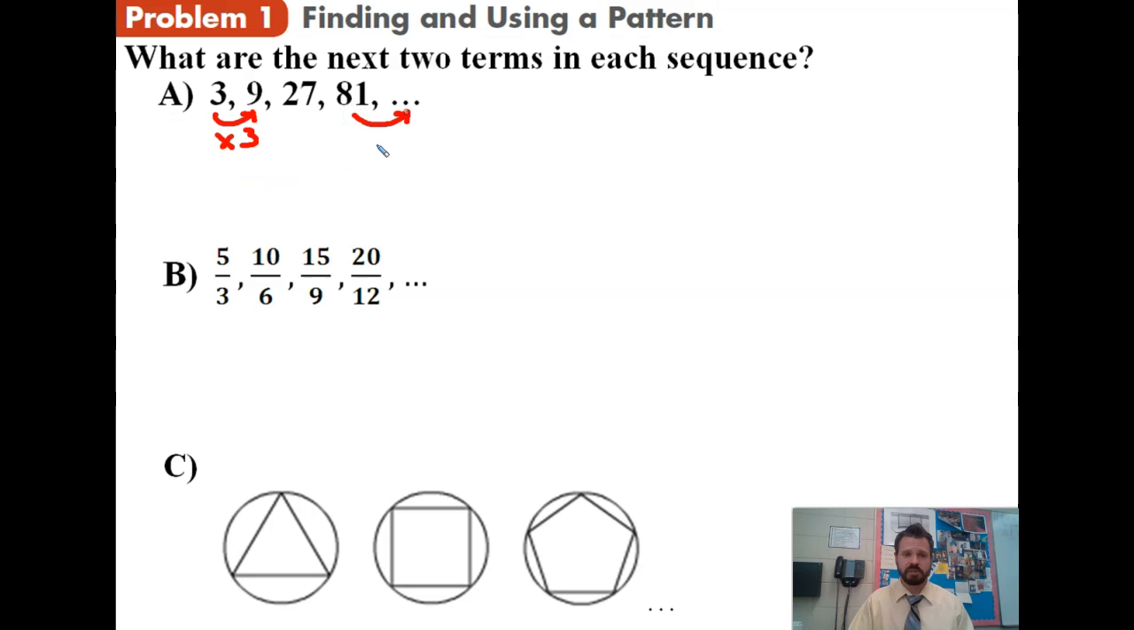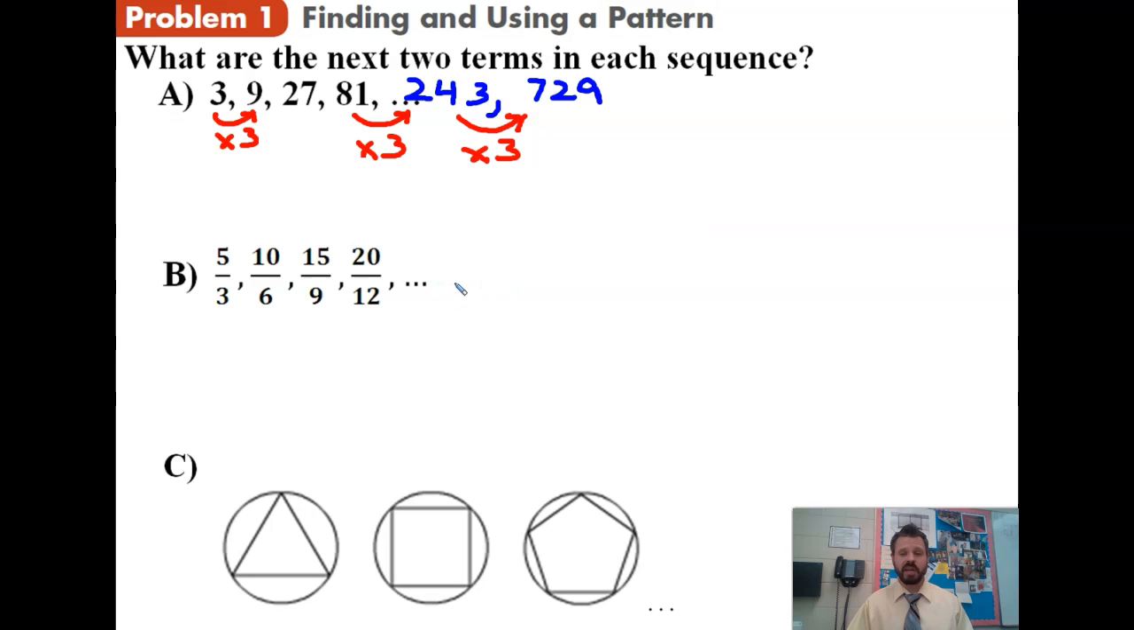So if I want the next two terms, I'll multiply 81 by 3, which would give me 243. And then we'll multiply that by 3 to end up with 729. Okay, and then we could continue with that pattern, but we'll just do the next two terms.